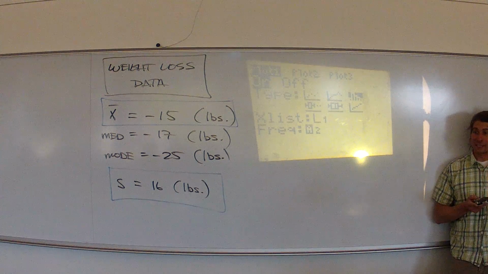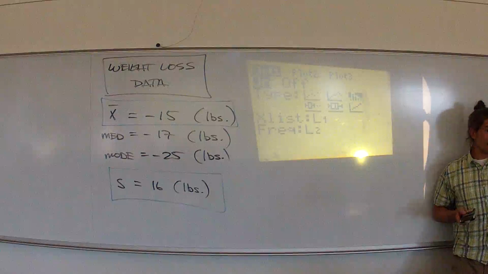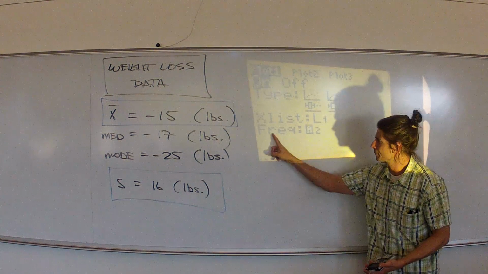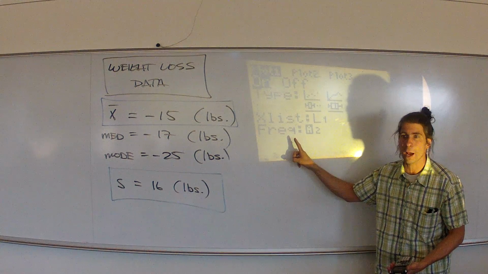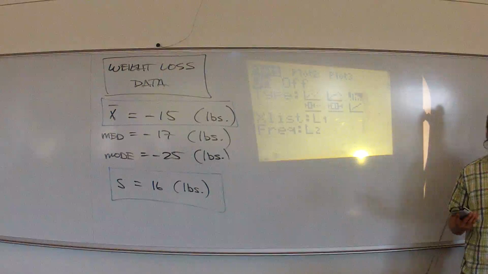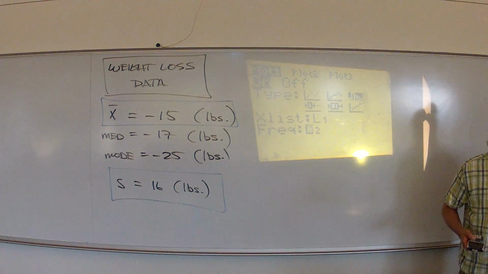What does your frequency list say, friends? Does anybody just say the number 1? Good. They should say that. Because we have raw data. Frequency, what does frequency mean again? What is frequency? Say that again. Be nice and loud. How often it happens. How many times that data point happens. If you have raw data, each data point happens one time. One time. Mine says L2.